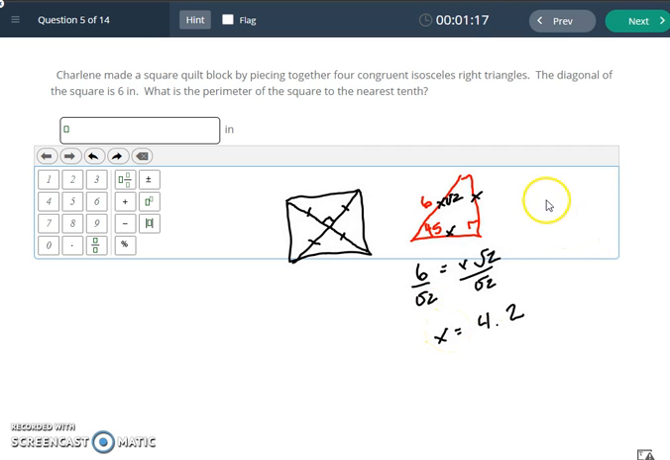Well, how do I find perimeter? Perimeter is just adding up the 4 sides. So if I have the 4, that's a P. If I have the 4 sides, well, my side is each 4.2. Just putting that into the calculator, our perimeter is going to be 16.8 inches.